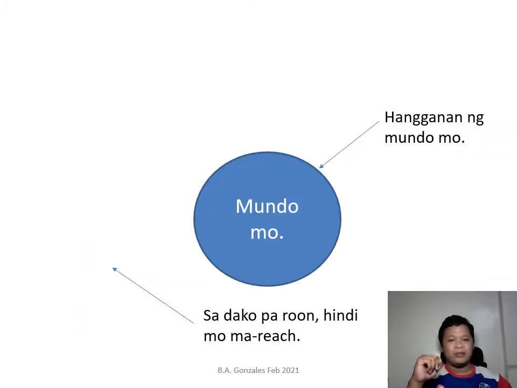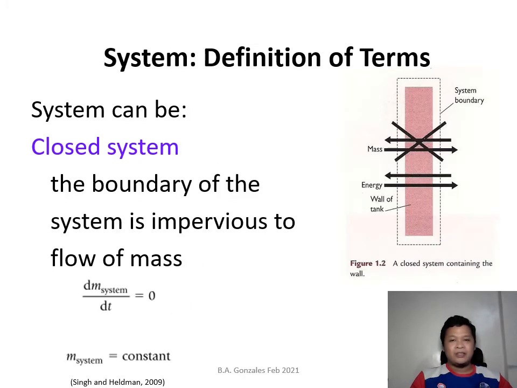Okay, another way of looking at it is kung yung mundo mo yung system, then everything outside your reach is your surroundings. So similar to what you've studied in Chem, systems can be closed systems, in which case there is energy transfer across the boundary but mass cannot flow. So mahalaga itong assumption, no? Kasi kung magma-mass balance tayo, maigi na ma-define mo yung system at na-closed system siya.